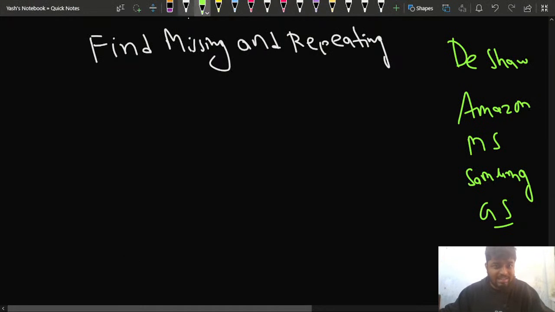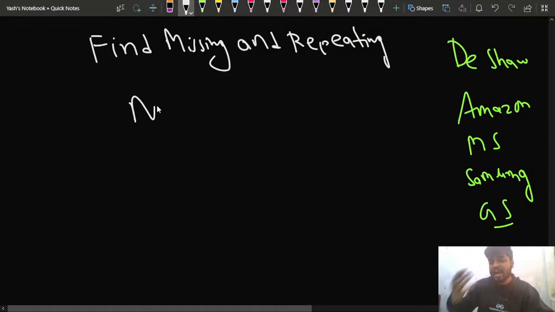Let's suppose that the array size is n. So if there are n elements in the array, if the size of the array is n, then what will happen?